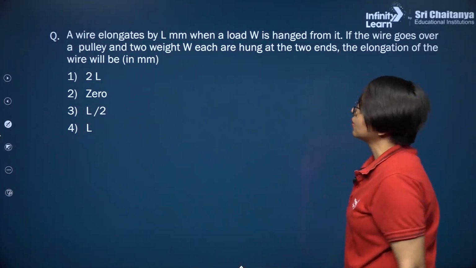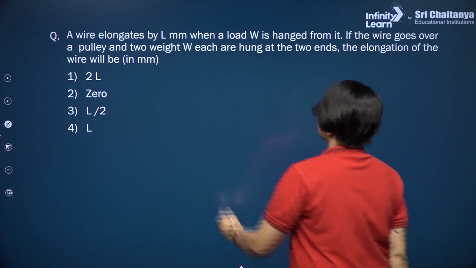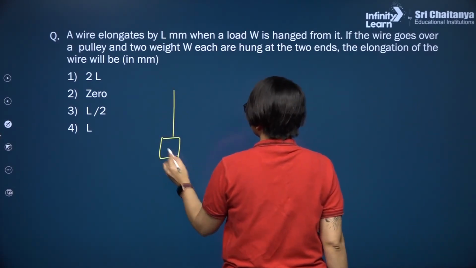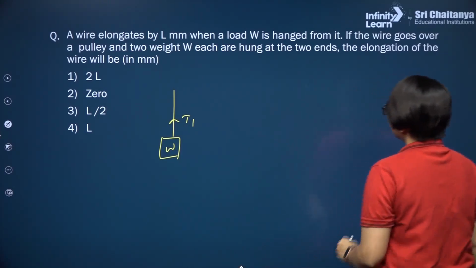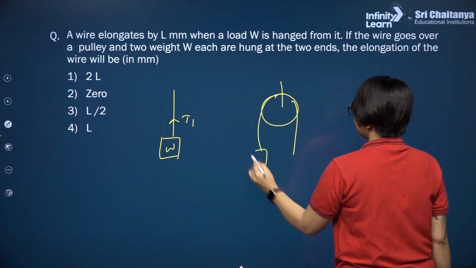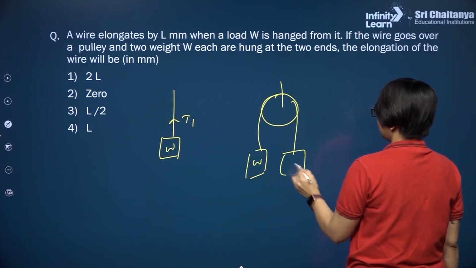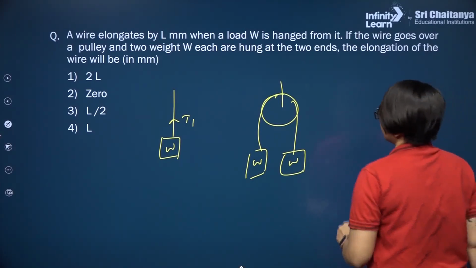Next is this one. A wire elongates by L millimeter when a load W is hanged from it. When the same wire goes over a pulley and we are using the same weight W on either side, then we need to find the new elongation in the wire.